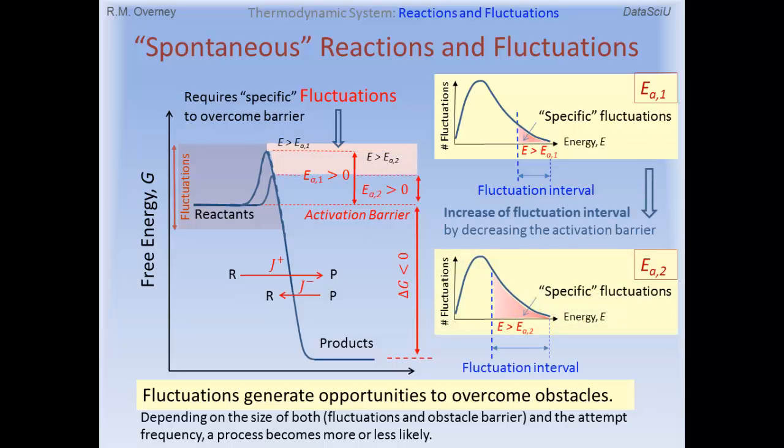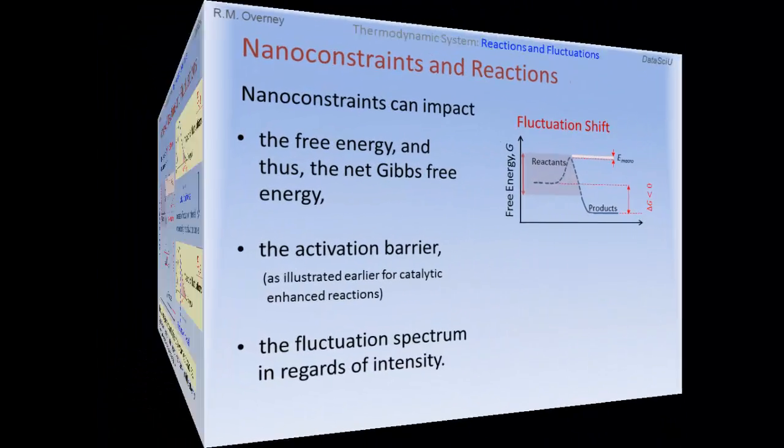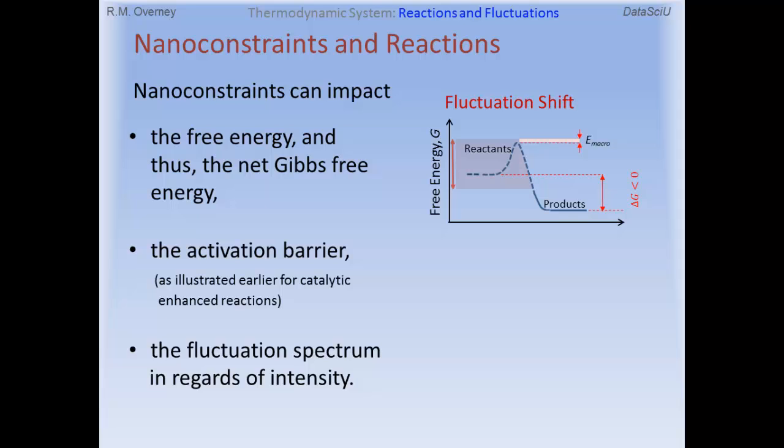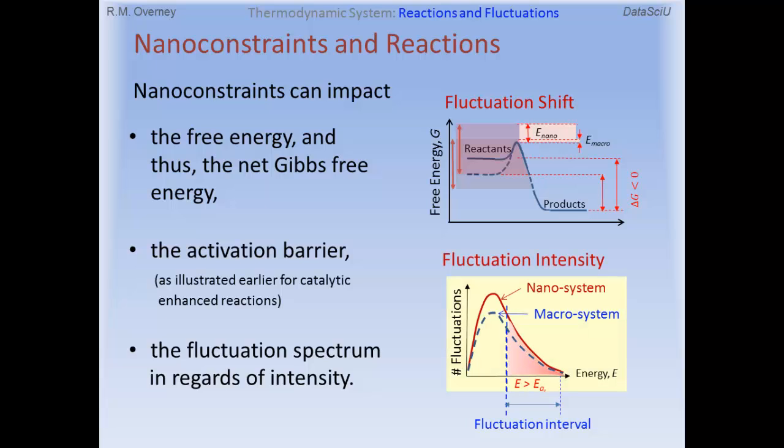Changing the activation barrier of the chemical reaction, by introducing a catalyst for instance, increases the specific fluctuation interval and thus the reaction rate. Constraining the system can alter the reaction diagram in all aspects. In nano-constrained systems, the free energy of the reactants and products can be different, and thus the net Gibbs free energy. The activation barrier can be raised and lowered. And finally, the fluctuation spectrum altered, in particular in regards to intensity.